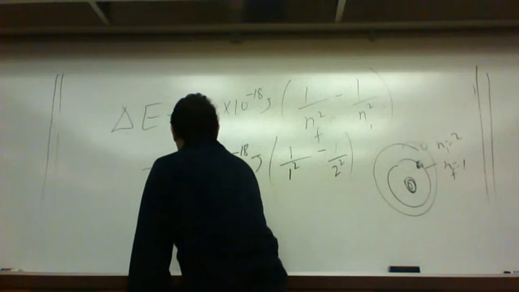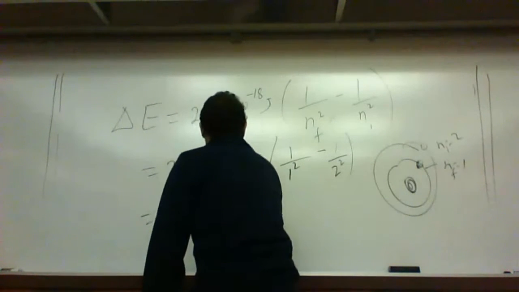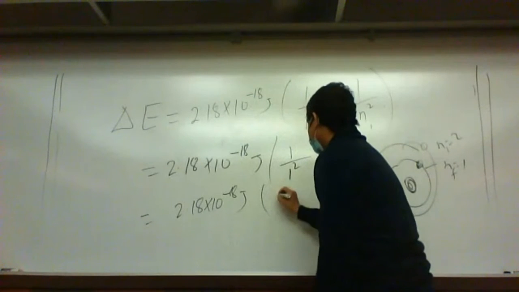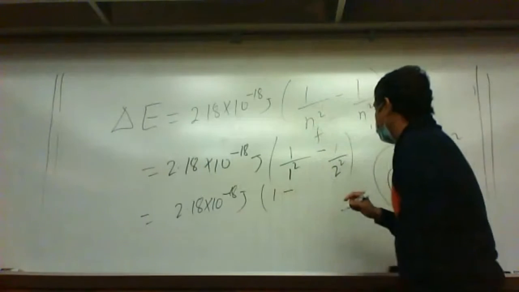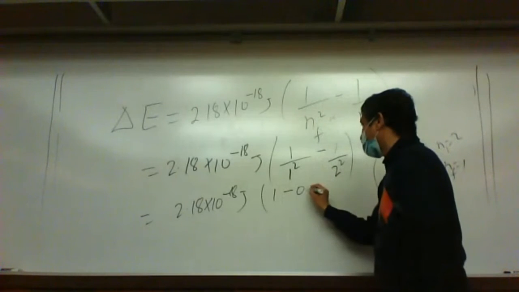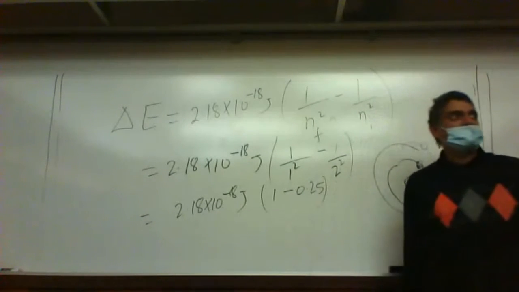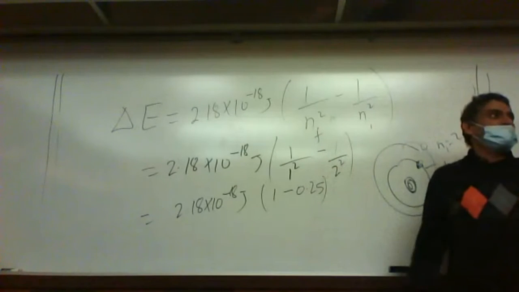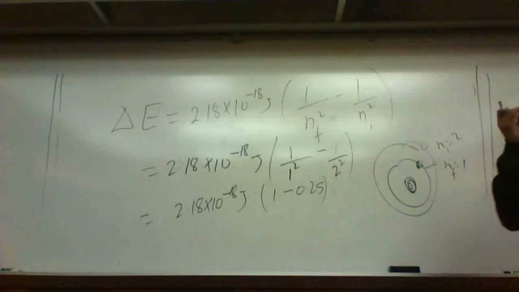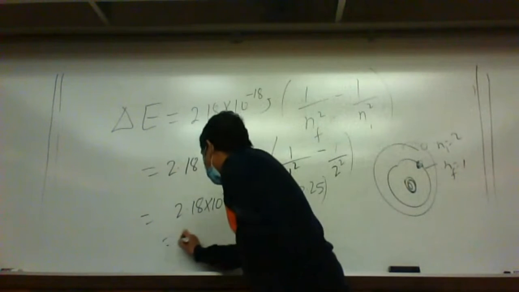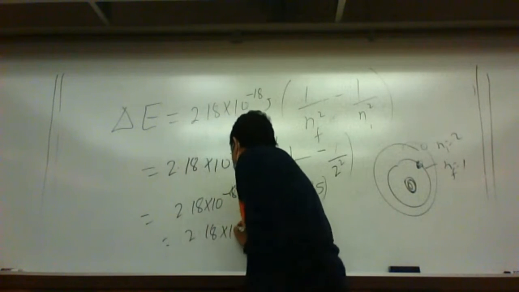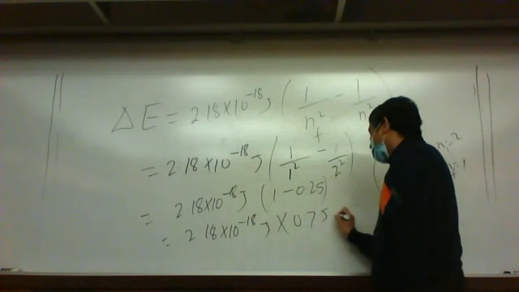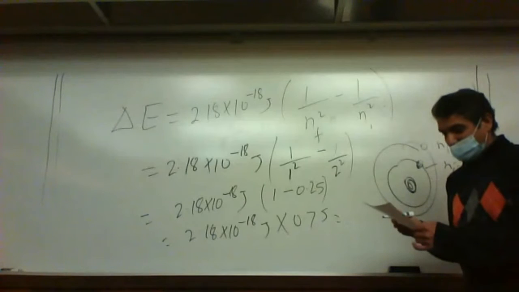Good. So now how much is this one? This is 2.18 × 10 to the power minus 18 joule, and then 1 by 1 square is 1, minus 1 by 2 square, which is 1 by 4. 2 square is 4, and 1 by 4 is 0.25. The calculator will do this kind of thing. So 1 minus 0.25 would be 0.75. So that will be 2.18 × 10 to the power minus 18 joule multiplied by 0.75.